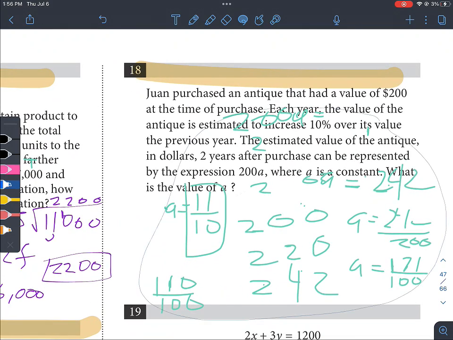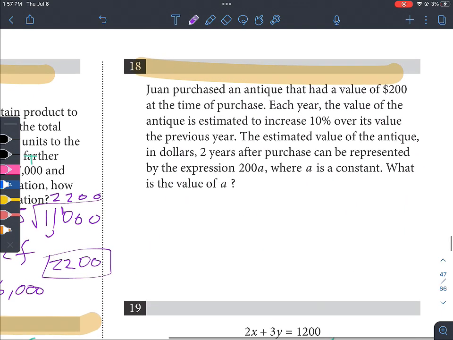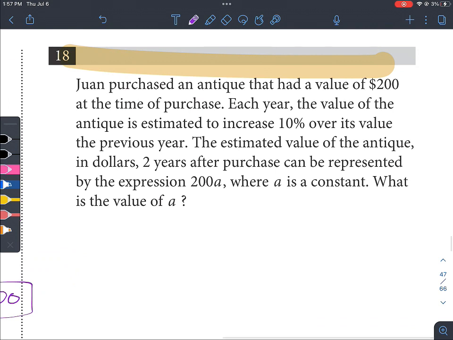One purchased an antique that had a value of $200 at the time of the purchase. Each year, the value of the antique is estimated to increase 10% over its value the previous year. Right. The estimated value of the antique in dollars 2 years after purchase can be represented by the expression 200A.